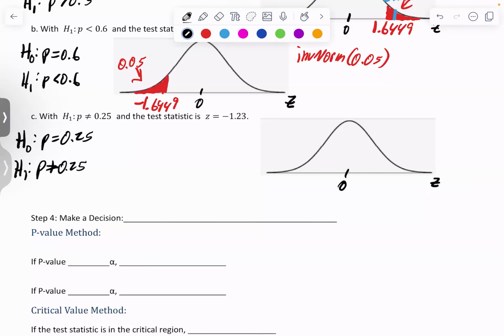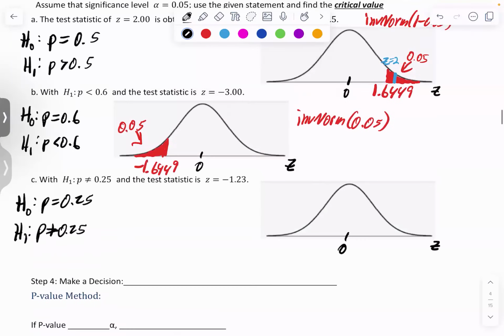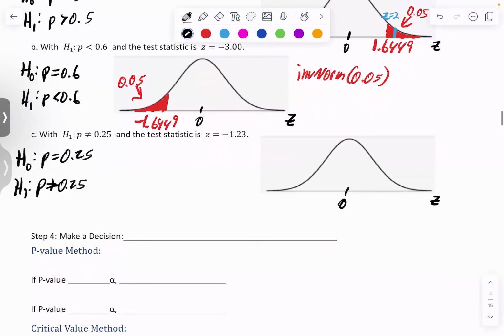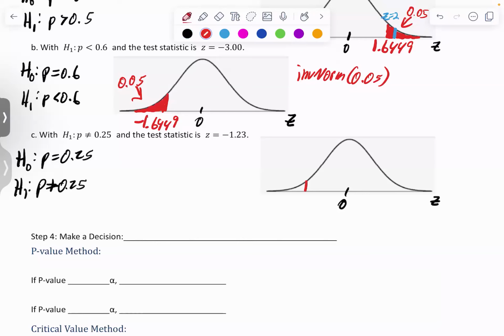And the not equal to means that we are actually having to split our alpha, which is 0.05, you see up there at the top. We have to split that up into two pieces. So half of 5% is 2.5%.